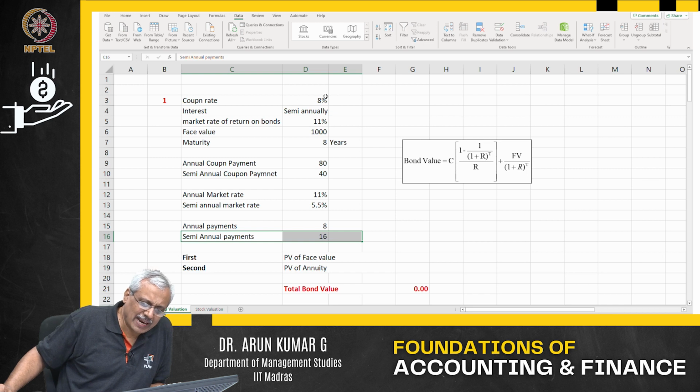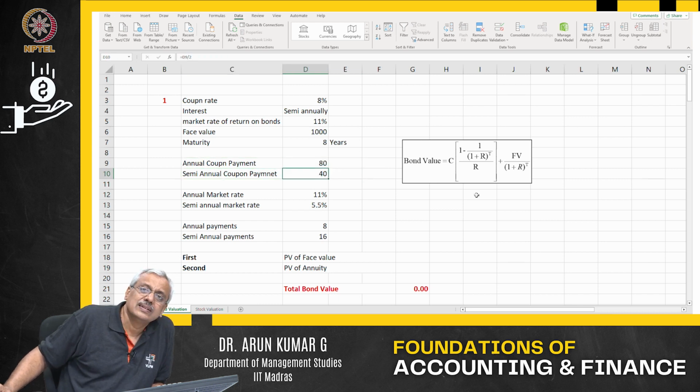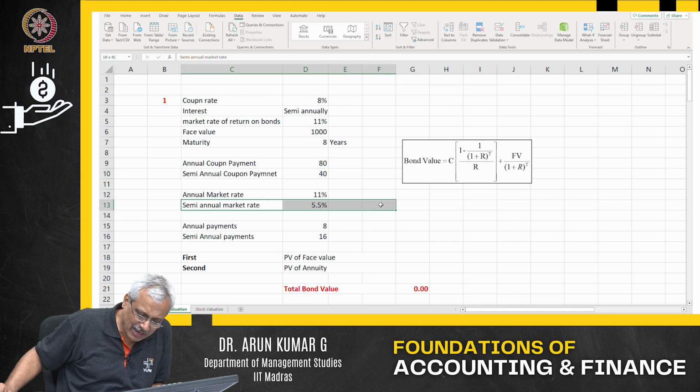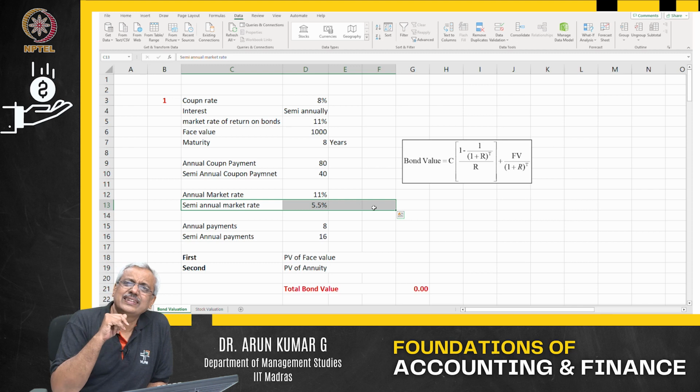What are you going to get? 8% on 1,000. At every stage you are going to get a semi-annual coupon of $40, so an annual coupon of $80. The average market interest rate is 11% and semi-annual. So what happens when we say semi-annual? It is 5.5%, just half of it. Now what is interesting here?